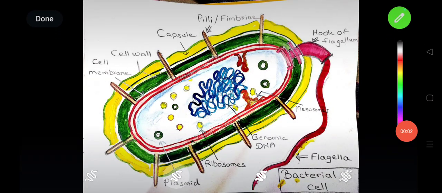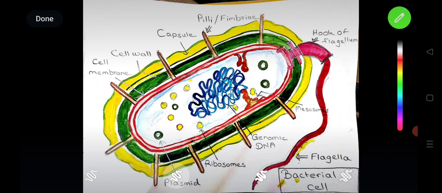Welcome to this video of microbiology in which we are going to see the structure of the bacterial cell. The bacterial cell is a prokaryotic cell, that means a cell which is lacking a well-defined nucleus. It does not have a nuclear membrane separating the nucleoplasm from the cytoplasm of the cell. The membrane-bound organelles are also absent in the bacterial cell.